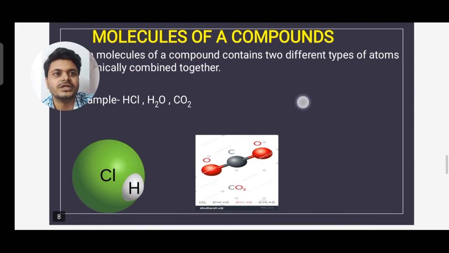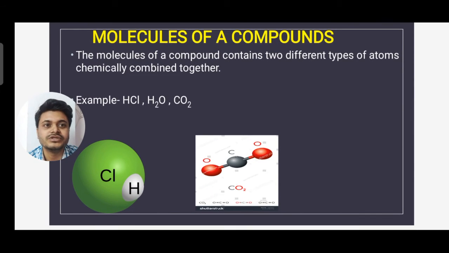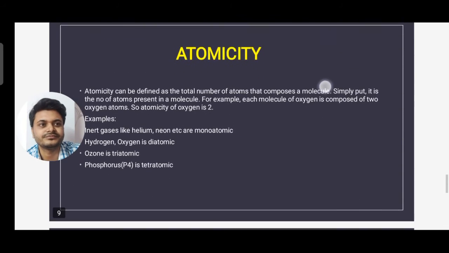Now molecules of a compound. The molecules of a compound contain two different types of atoms chemically combined together. Example we have HCl, so H is one atom and Cl is a different atom. HCl is hydrochloric acid, H2O is water, and CO2 is carbon dioxide. In CO2, C is different and O is different; in water, H is different and O is different.